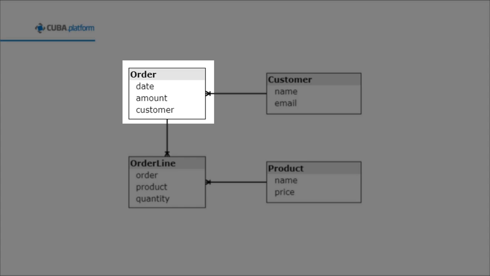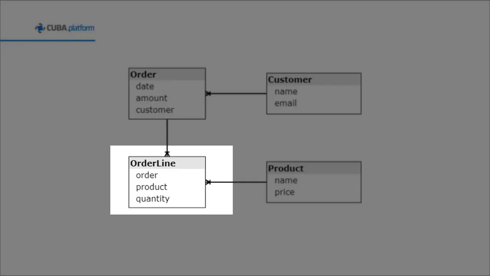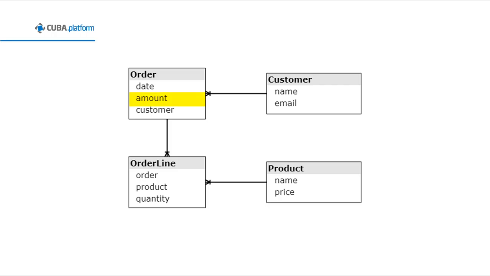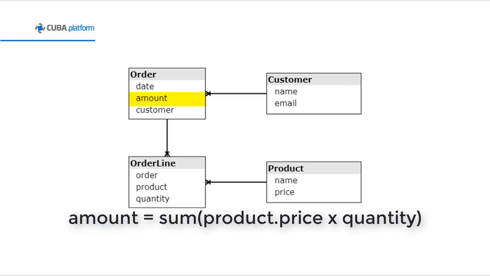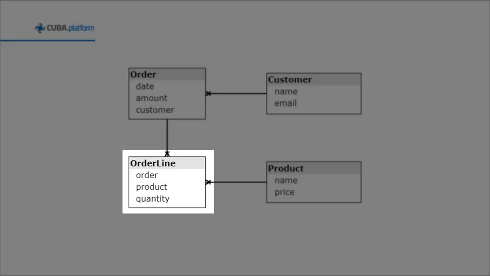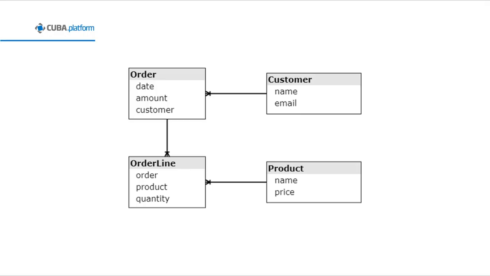Now, order will contain a set of order lines, which refer to a product, and order amount will be calculated based on the quantity and price of the products in the order. The order contains a collection of order lines, which implies that they have a one-to-many relationship. The type of the relationship is composition.